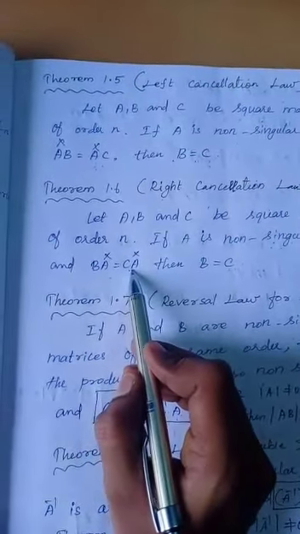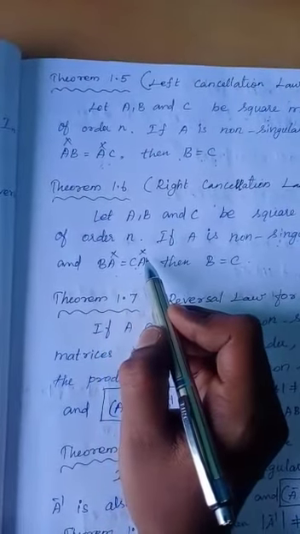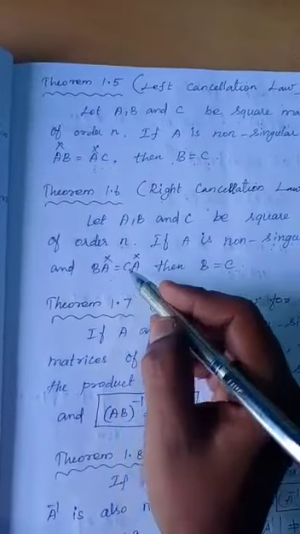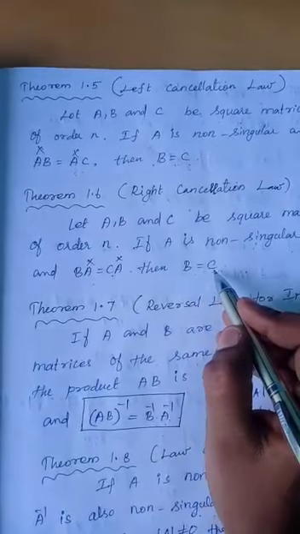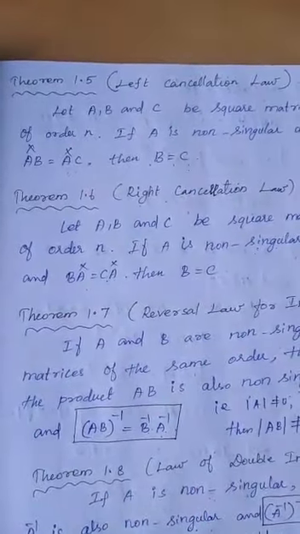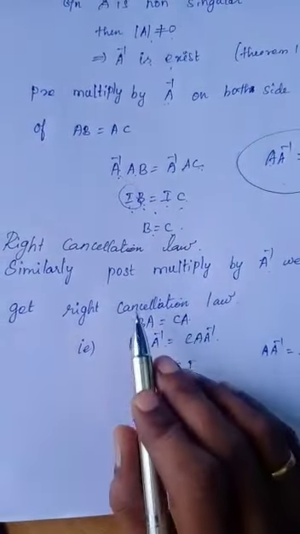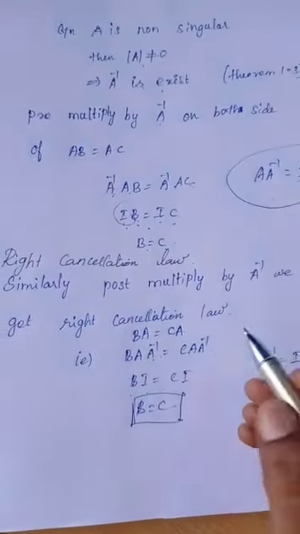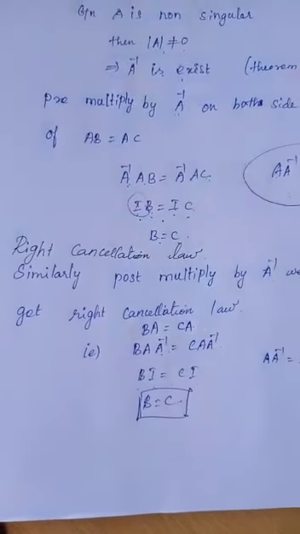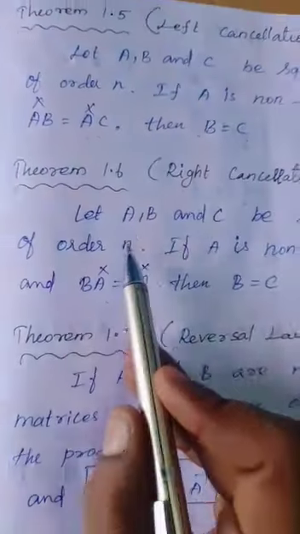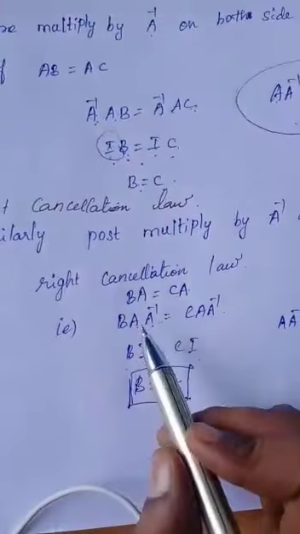BA equals CA means A is on the right side. So we cancel this A on both sides. We don't eliminate it directly. We apply some properties to eliminate A. Then we have the result B equals C. Let us see the expansion. Similarly, here we post-multiply by A inverse. Post-multiply means we are multiplying A inverse on the right side. We have the condition BA equals CA, so we take this relation and post-multiply by A inverse.